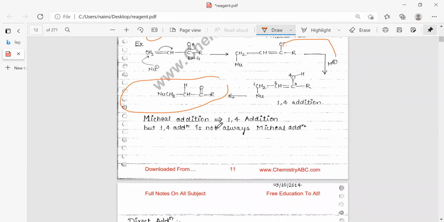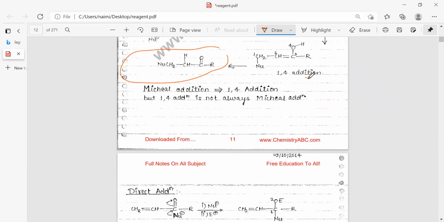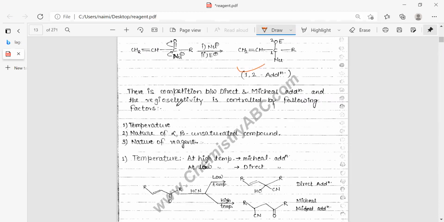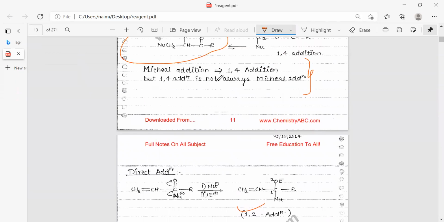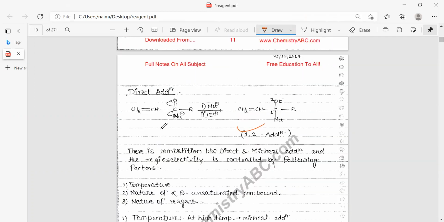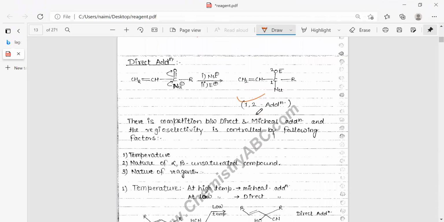So Michael addition is 1,4 addition, but 1,2 addition is not always Michael addition. It is very important: Michael addition is not always 1,4 addition, but mostly it is 1,4 addition. In direct addition, you can see the nucleophile will attack the carbonyl and it will convert to this one, 1,2 addition. So sometimes it also gives the 1,2 addition. Most probably experimentally the reaction goes forward by Michael addition, but sometimes it also goes this way. There is a competition between direct and Michael addition.